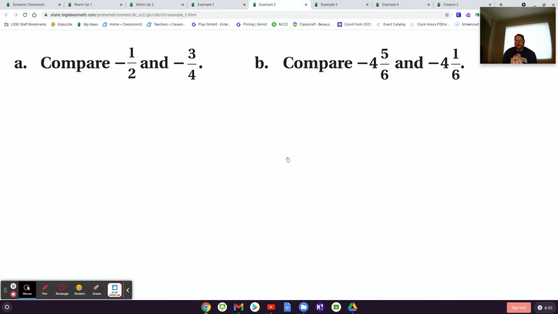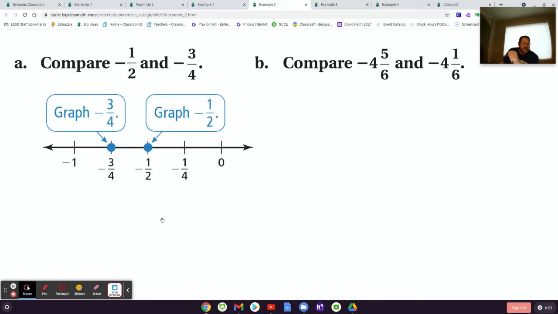So now, here's what I want you to do. Get out, hopefully, some scratch paper or a whiteboard, and I want you to try to graph and compare negative 1/2 and negative 3/4, preferably by graphing them. All right, so if you graphed it correctly, you would see that negative 1/2 is to the right of negative 3/4, because negative 1/2 is the same as negative 2/4, by the way. So negative 1/2 is actually bigger than negative 3/4.